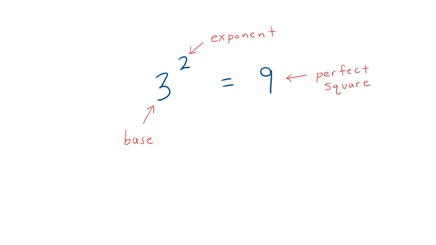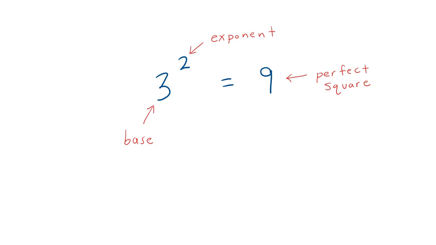If we have an expression like 3 raised to the second power equals 9, this is an exponential expression where 3 is the base and 2 is the exponent. But what you may not have known is that 9 is a perfect square. 9 is a perfect square because it is 3 squared, or 3 times 3. A perfect square is the result of multiplying any number times itself, or the result of squaring any number.